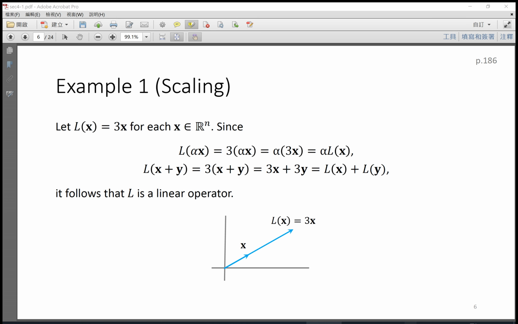Next, we visualize the linear transformation in R2. Let x be a given vector in R2. Then L(x) is 3 times x. That is, the linear transformation L enlarges the vector x by a scale factor 3. And this operation is known as scaling. We have shown that scaling is a linear transformation.